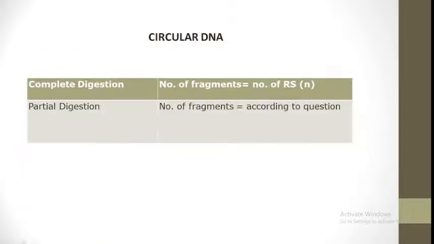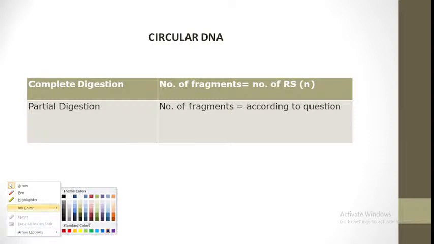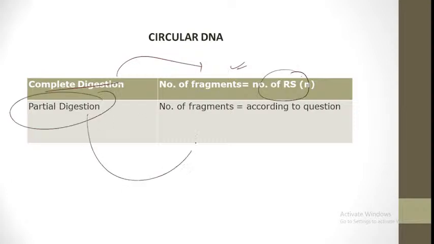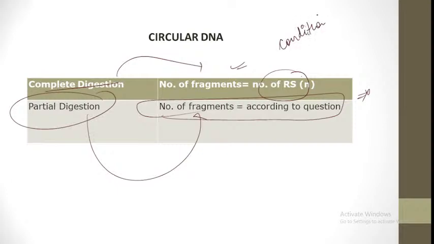So again, important concept. Then in case of circular DNA what will happen? Partial digestion, the number of fragments will be equal to the number of restriction sites, but if we have to look at partial, it would be according to the question, whatever conditions are given to you, in that particular condition we will be having our answer solved, especially in case of circular DNA. Use this presentation in the best manner possible.